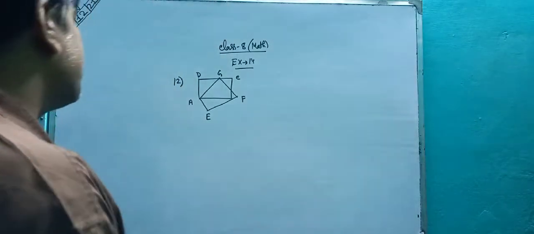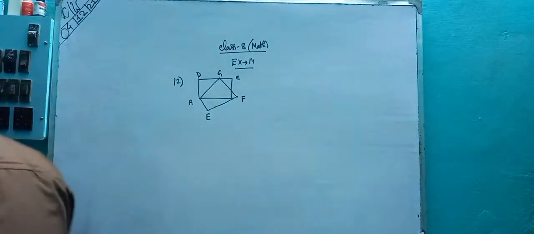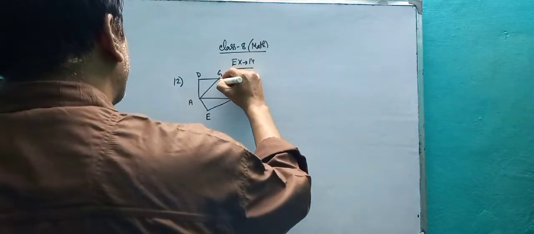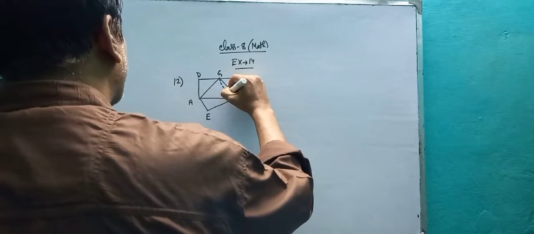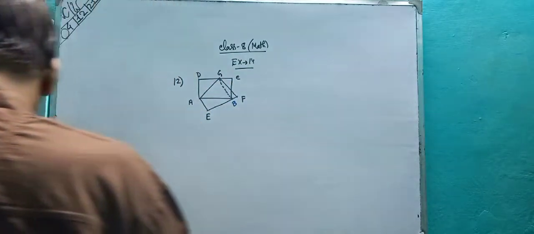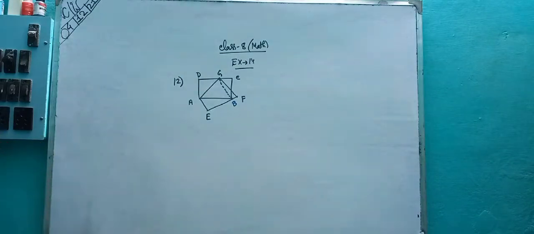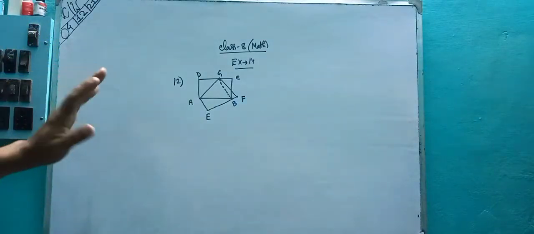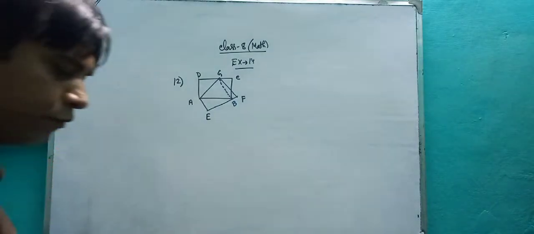What is to be drawn? Suppose we join B and G. Join B and G. Okay, so already we have discussed whatever is required to prove.